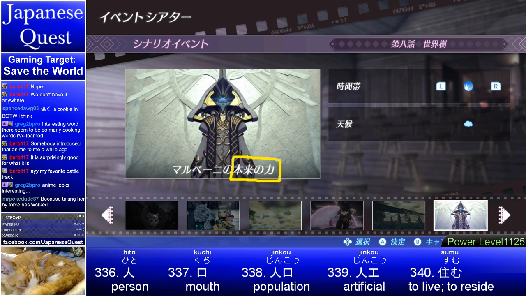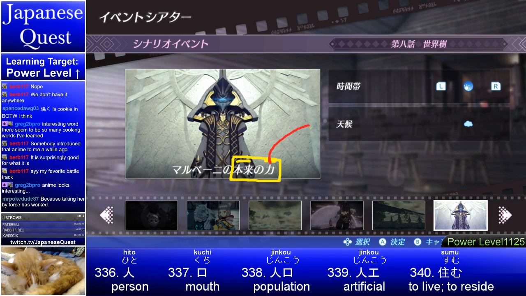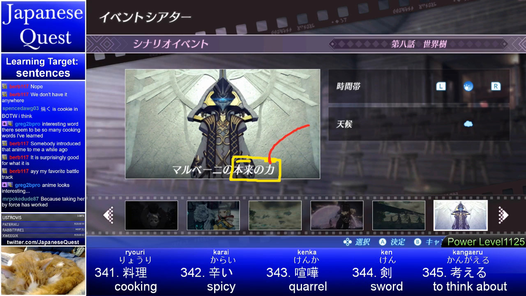Honrai no chikara. Marubeni no honrai no chikara. So honrai, original, chikara, power. So this actually is the first word we ever learned from games on Japanese Quest, chikara, power. So his original power, I guess we will find it out in this final scene.